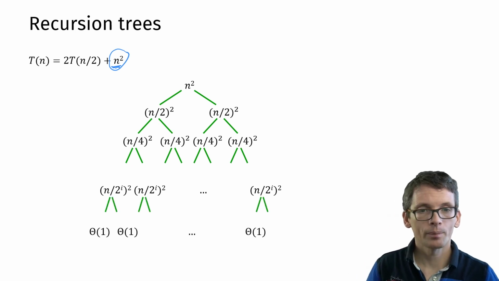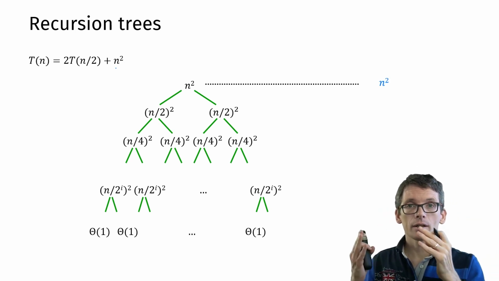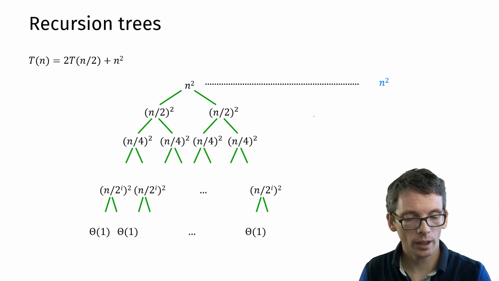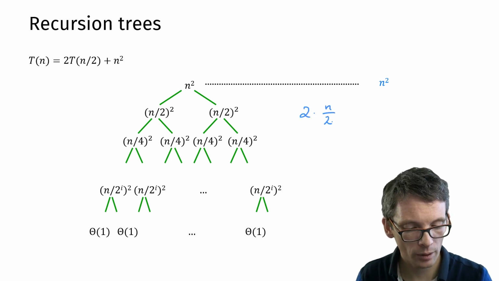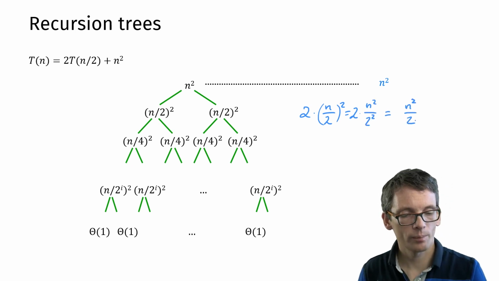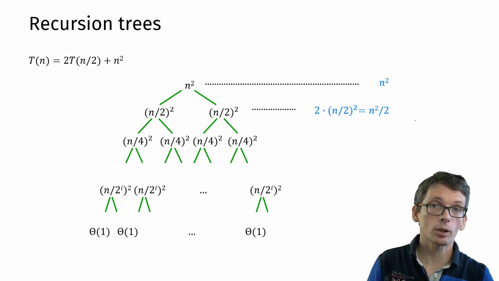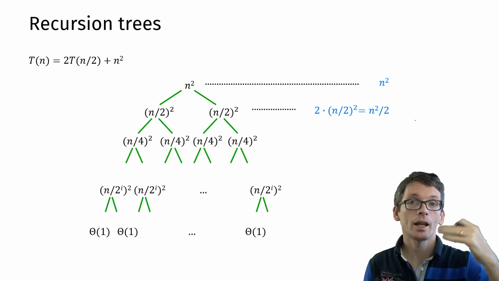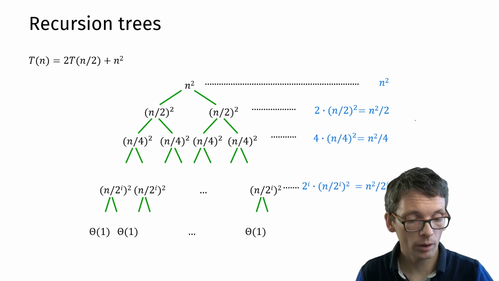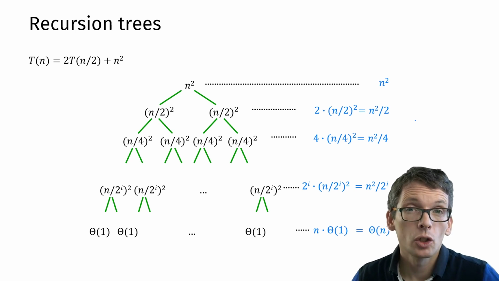And this goes down. Now let's add up level by level. The first level obviously is n squared. The next level is n divided by 2 squared plus n divided by 2 squared. So that is 2 times n divided by 2 squared, which is 2 times n squared divided by 2 squared, which is n squared divided by 2. We can do the same on the next level. We have 4 times n divided by 4 squared, which is 4 times n squared divided by 4 squared, which is n squared divided by 4. The general term that we get on level i is n squared divided by 2 to the i.